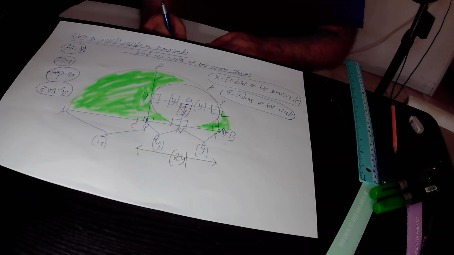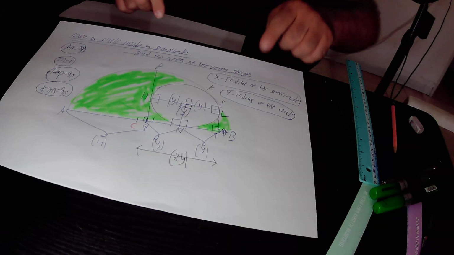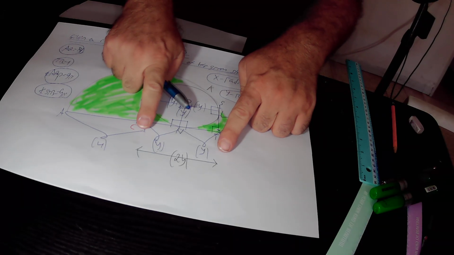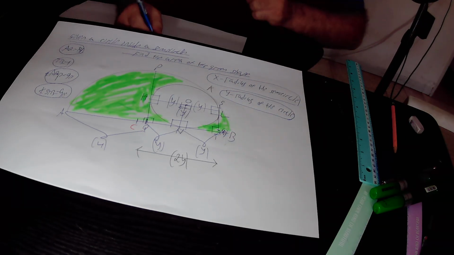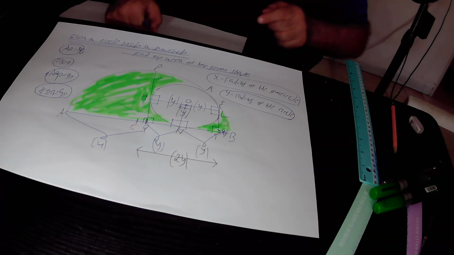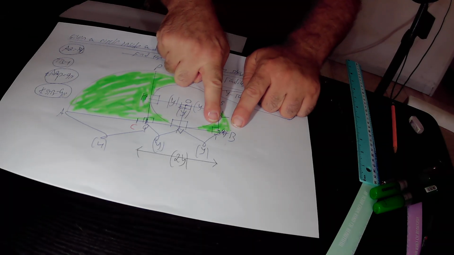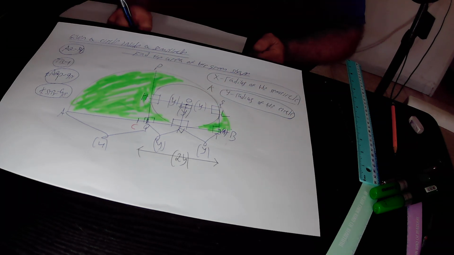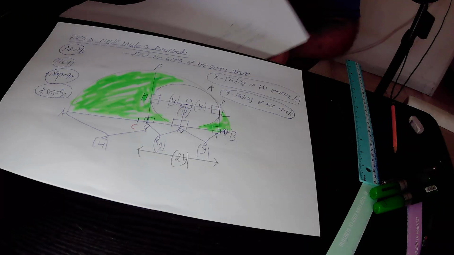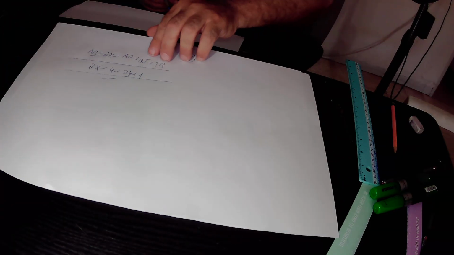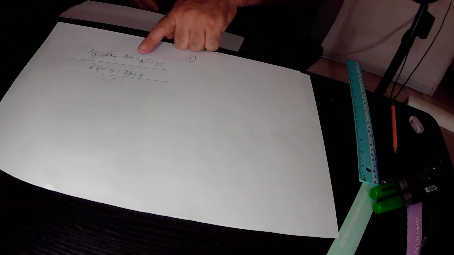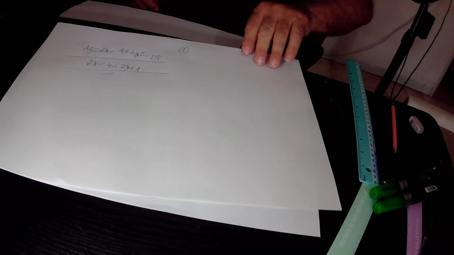AB is equal to 2x, must be equal to AQ. AQ is 4, plus QT. QT is 2y, according to what we already found out, plus TB. TB equals 1 unit in its length, according to what is given in the question. So in total, we found out that AB is equal to 2x equals 4 plus 2y plus 1.